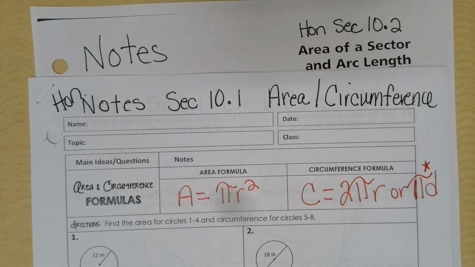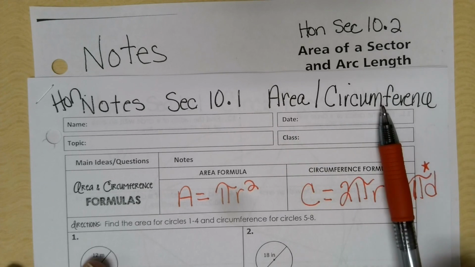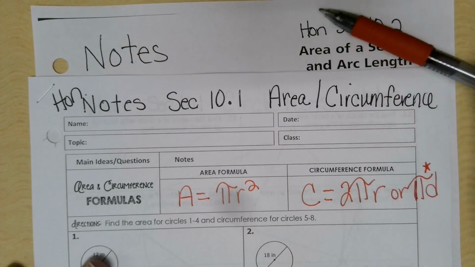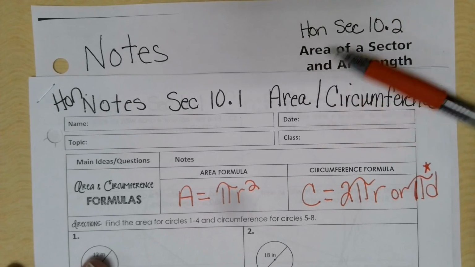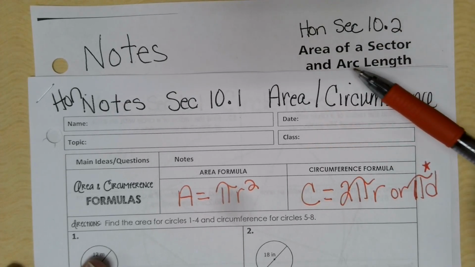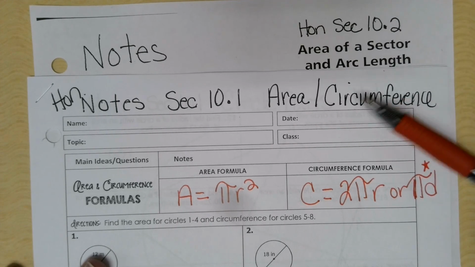Hey students, this is the video notes for section 10.1 and 10.2, area and circumference of a circle, finding the area of a sector and arc length. This goes with this because area of a sector is dealing with the area of a circle. It's part of a circle. And then an arc length is talking about the circumference.